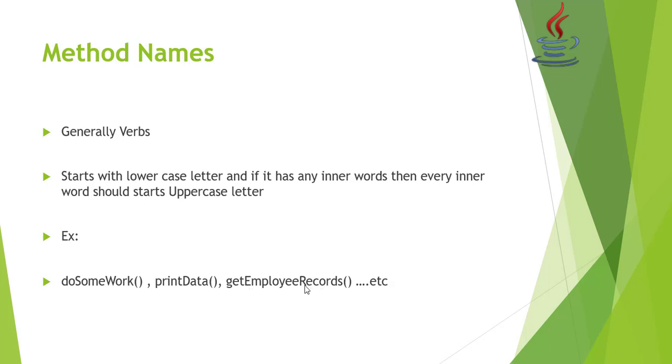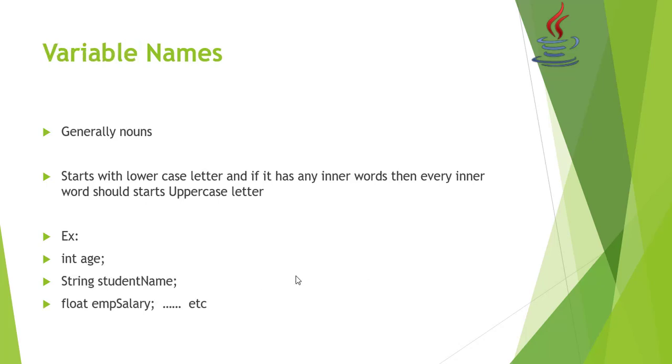Right? Method names can be either a combination of verb or verb with noun. Here verb with noun, here only verb. Okay. Now variable names. Generally for variable names, we should follow the same rules as methods, but they don't contain any parentheses. Like age, string studentName, here s is small and N is a capital letter, float employeeSalary. Okay. Like that you need to follow for writing variable names.